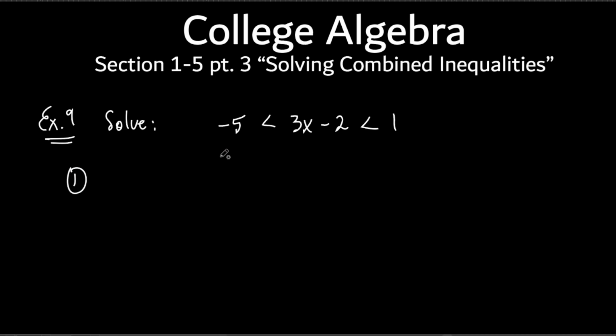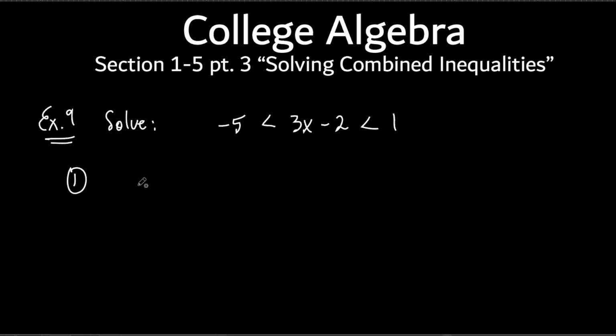Here's the first way I'm going to do this. I'm going to separate them into 2 different inequalities. I'm going to take this part right here and write it down, and then take this part right here and write it down. I'm going to solve 2 separate inequalities and then come up with basically one answer. Let me show you what I'm talking about.